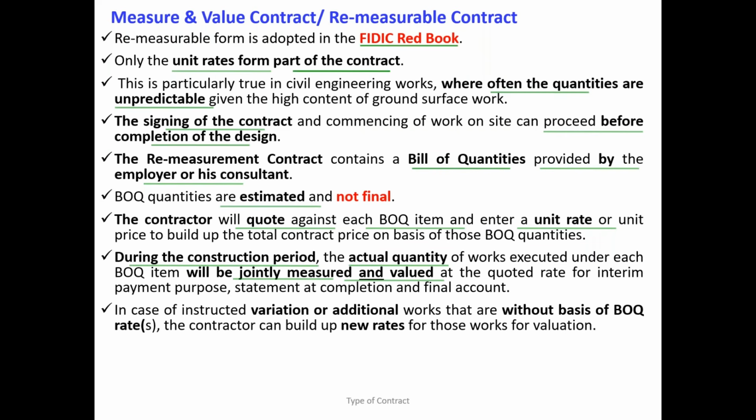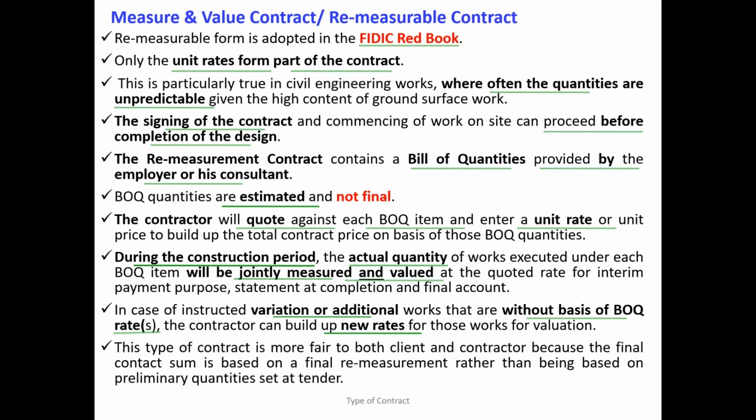So in case of any variation or additional work without any basis of the rate, where the rates are not agreed, then what do we have to do? We have to build up new rates. Otherwise, if any rates exist in the BOQ, use the same rate to evaluate the payment. So this type of contract is fair and reasonable. There's no quantity risk for the contractor, compared to the lump sum contract.